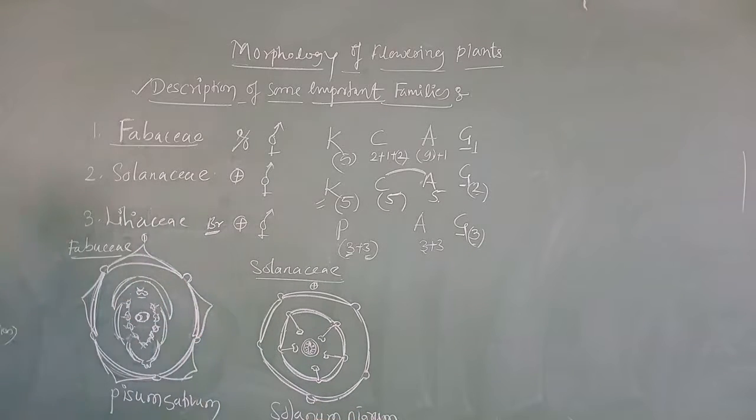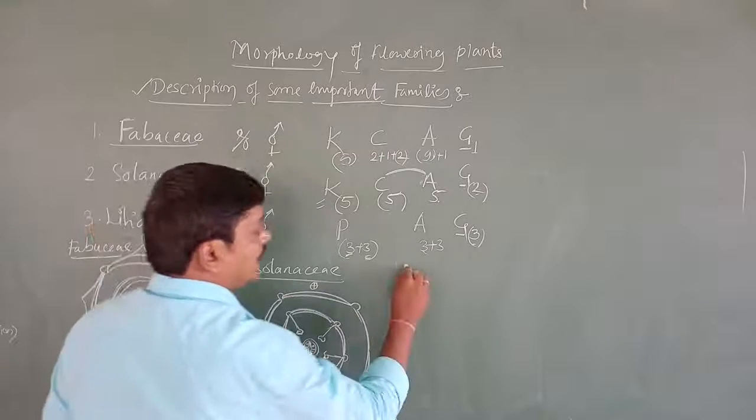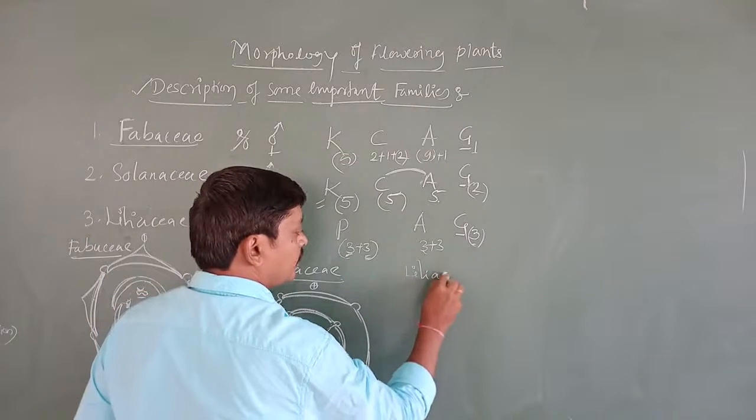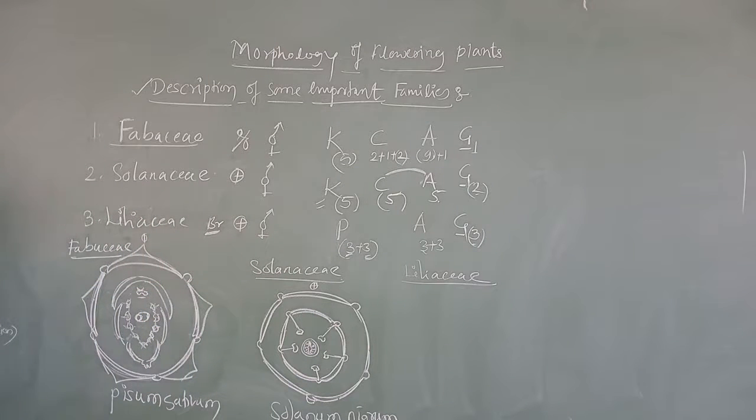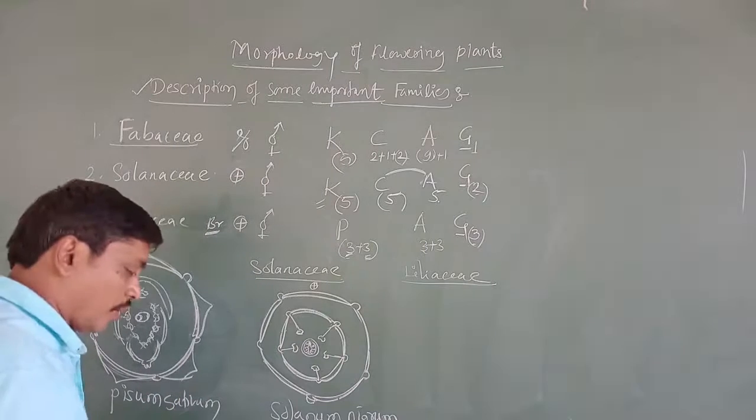Solanum nigrum, N-I-G-R-U-M. This is the floral diagram for the Solanaceae. Now the floral diagram for the Liliaceae, L-I-L-I-A-C-E-A-E. Liliaceae. Now here, it is a bit difficult. This one is the floral formula.